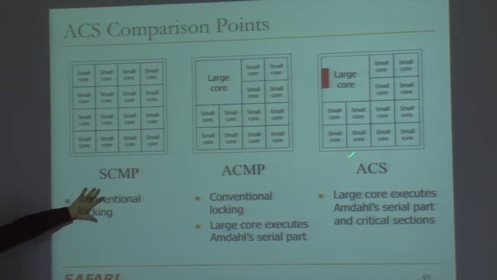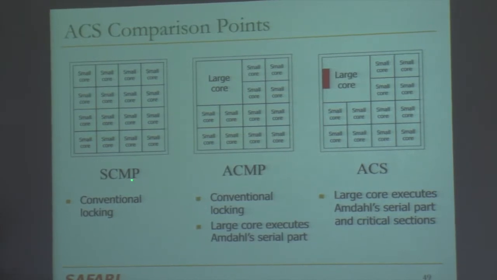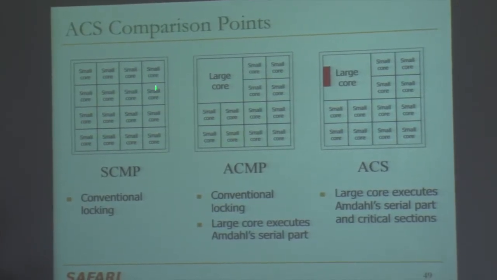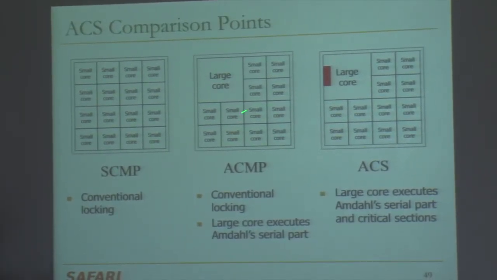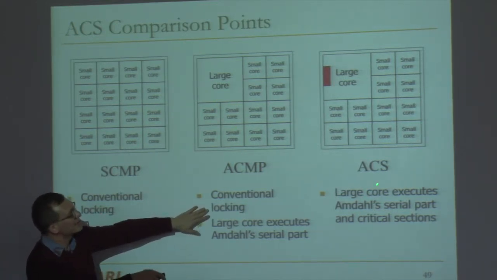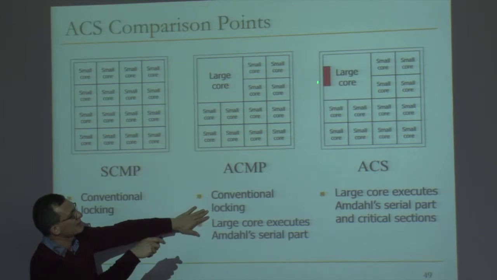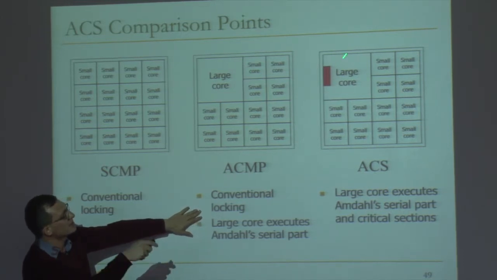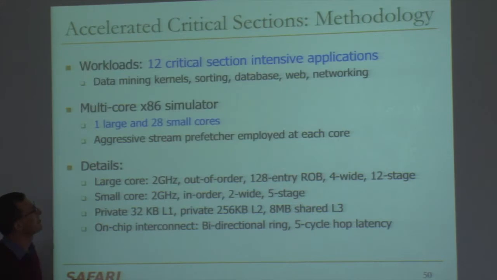OK. So this is what we have, basically. I'm going to compare the performance of this to symmetric multicore, very small cores, and asymmetric multicore that looks like this, except only serial parts are executed here. And ACS is accelerated critical sections, with this critical section request buffer. Not only serial parts, but also critical sections are accelerated in the large core.